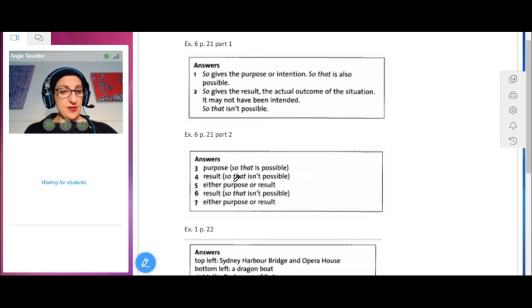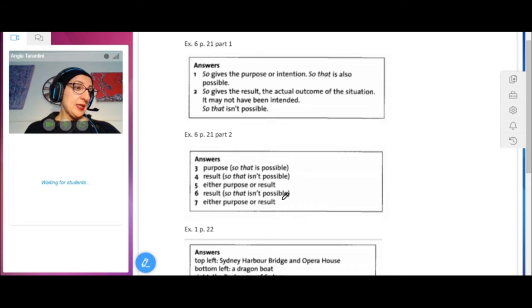Sentence number 5, either purpose or result. Look at it. The water in Deep Sea World is heated so that tropical fish can survive there. Or so tropical fish can survive there. In this case, it's got both meanings. Number 6, Castle Rock is an extinct volcano, so there is no danger of an eruption. So "so that" is not possible because this is a result.